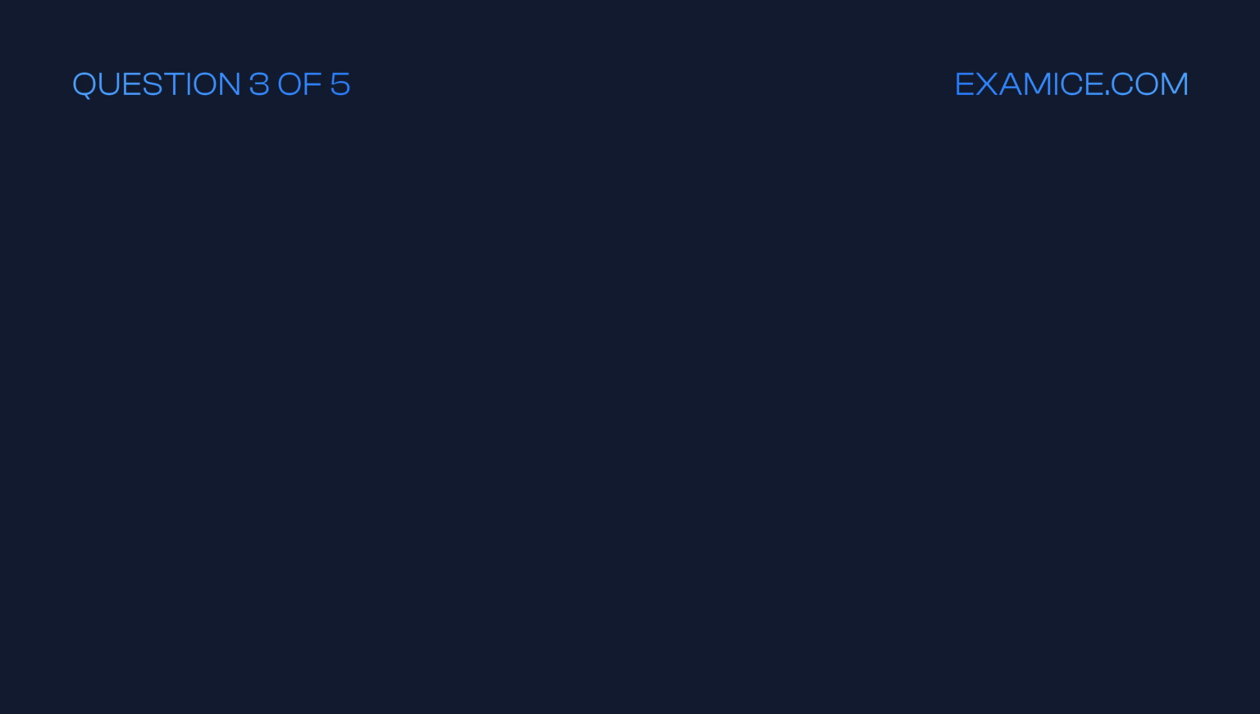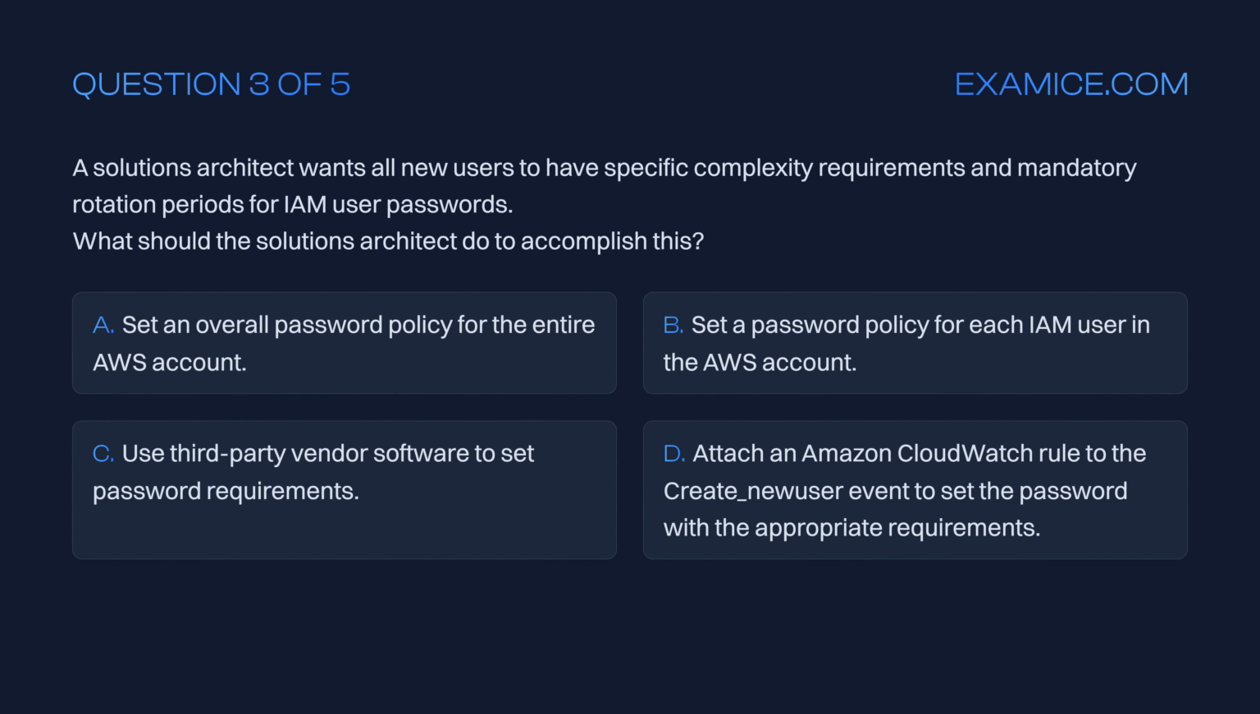Question 3. A solutions architect wants all new users to have specific complexity requirements and mandatory rotation periods for IAM user passwords. What should the solutions architect do to accomplish this? Option A. Set an overall password policy for the entire AWS account. Option B. Set a password policy for each IAM user in the AWS account. Option C. Use third-party vendor software to set password requirements. Option D. Attach an Amazon CloudWatch rule to the Create New User event to set the password with the appropriate requirements.